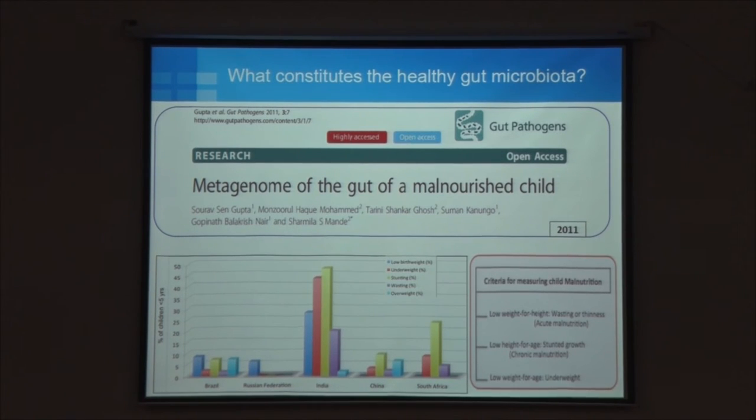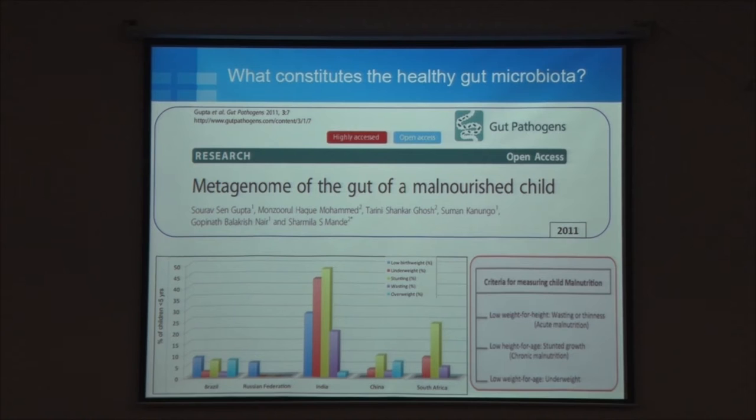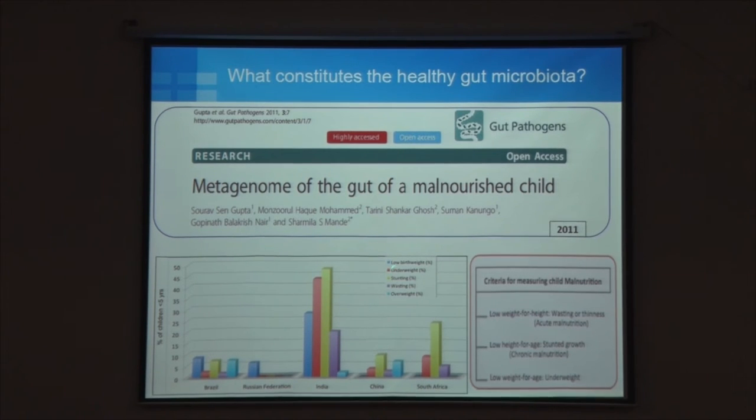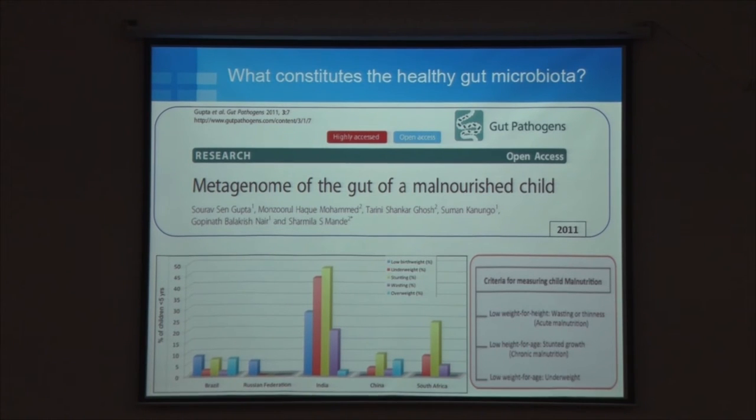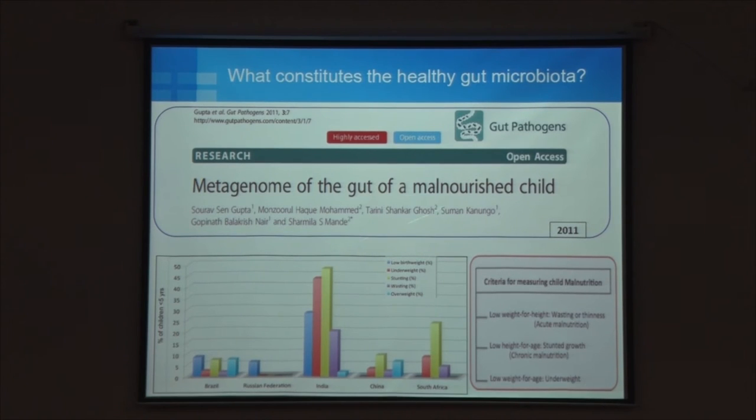Why did we take the severely malnourished? The reason being that malnourishment is one of the major problems in India. Below the age of 5, if you look into low birth weight, overweight, stunting, wasting, all these, India actually is the highest amongst all countries. So that's why we started looking into that.